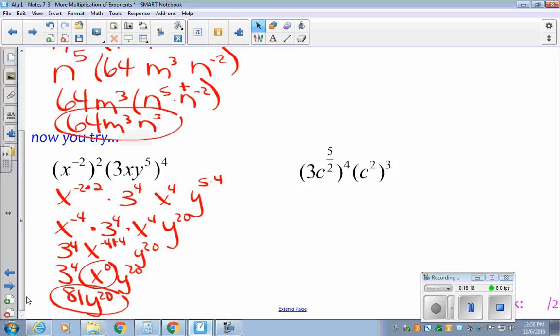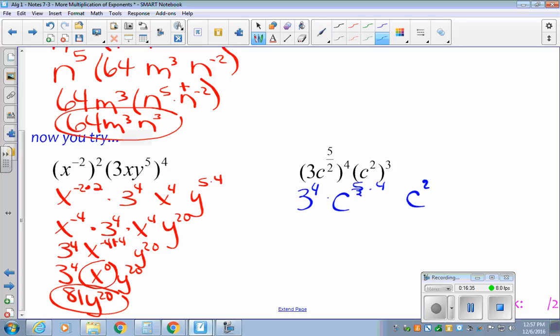We're going to do the same thing over with this other problem. We'll take care of the parentheses first. Oh, there's our little 3 to the 4th again. Yay, we know what that is. C to the 5 halves times that 4. And then c to the 2 times 3. So let's simplify that 5 halves times 4. 5 times 4 is 20. And 20 over 2 is the same as 10. Or you can think of it as 2 goes into 2 once. 2 goes into 4 twice. 5 times 2 is 10. 2 times 3 is 6.